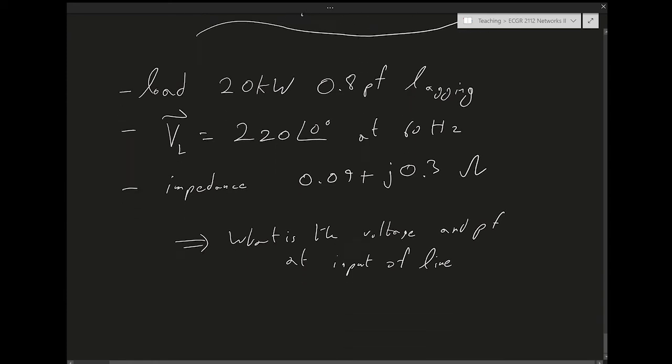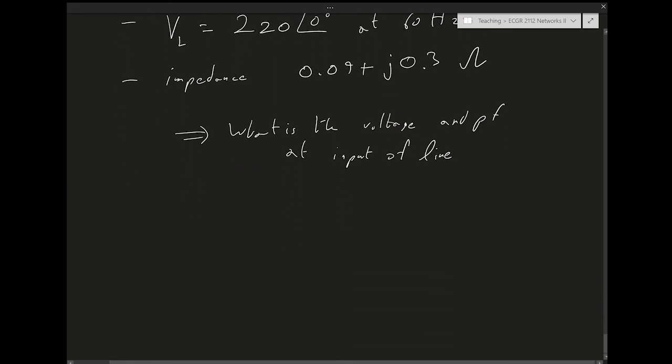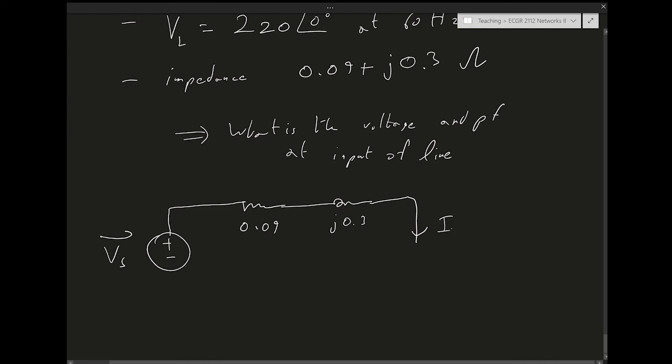If I draw it as a circuit, it will look like this. This is the source coming from the utility, the generator, and then this is the transmission line, 0.09, and then the inductive part, the reactive part, j0.3, and then this is the load. So this is IL.